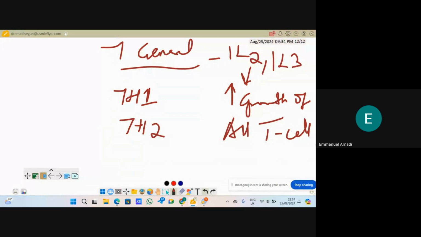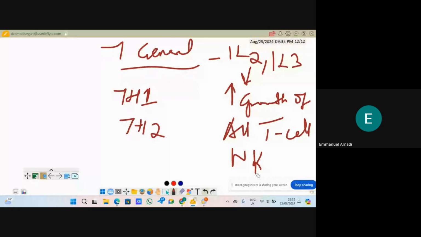IL-2 also causes the growth of natural killer cells too. It is your cytotoxic T cells and natural killer cells that fight against cancer. So if I can produce a medication that can enhance the effect of IL-2, it will suppress tumor growth, and in oncology it will become a very important medication.